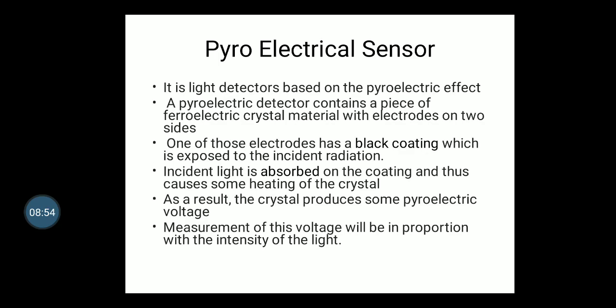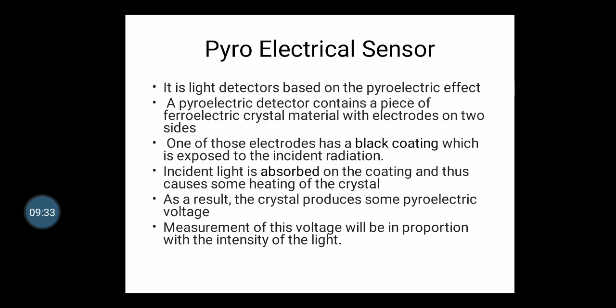Pyroelectric sensor. Let us see what we mean by a pyroelectric sensor. It is a light detector based on the pyroelectric effect. First, we will see what the pyroelectric effect is. A pyroelectric detector contains a piece of ferroelectric crystal material with electrodes on the two sides. One of those electrodes has a black coating which is exposed to the incident radiation. So basically the pyroelectric sensor detects light, and how? There will be two electrodes in that sensor, and one electrode has a black coating.